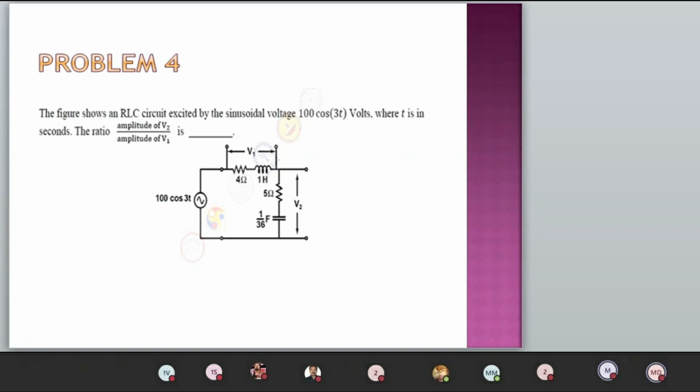Now, the figure shows an RLC circuit excited by the sinusoidal voltage 100 cos 3t, where t is in seconds. The ratio of the amplitude of V2 by V1. See, this is a very simple problem. This uses the rule of voltage division. Again, another important thing is both of them are connected in series. So problems like this are very simple to understand, and these problems will give the benefit of working out very fast.